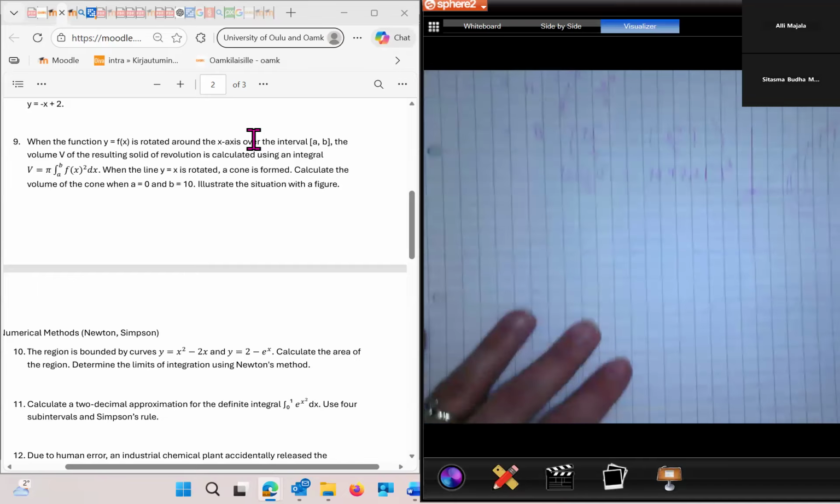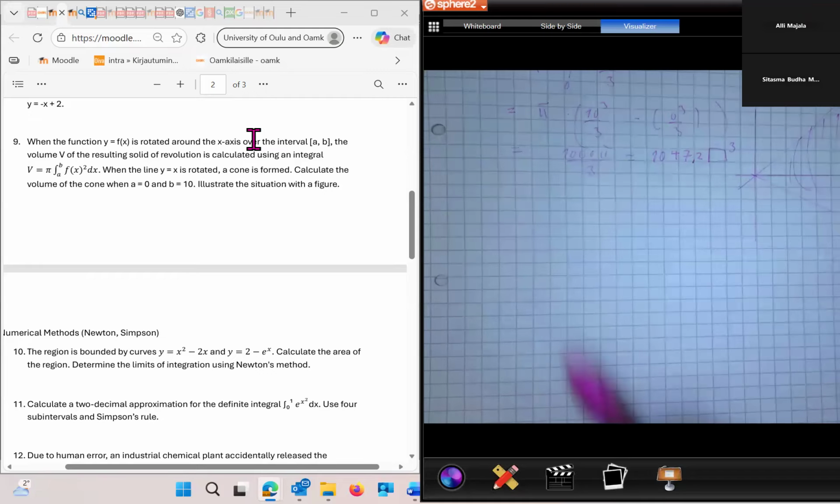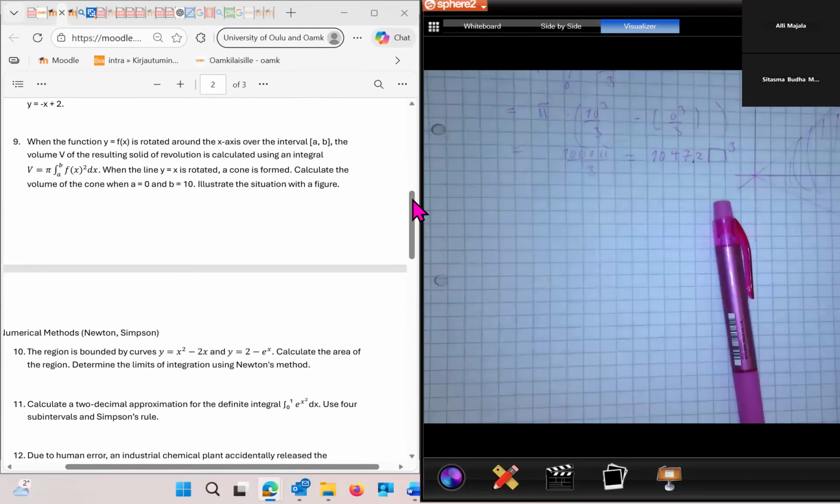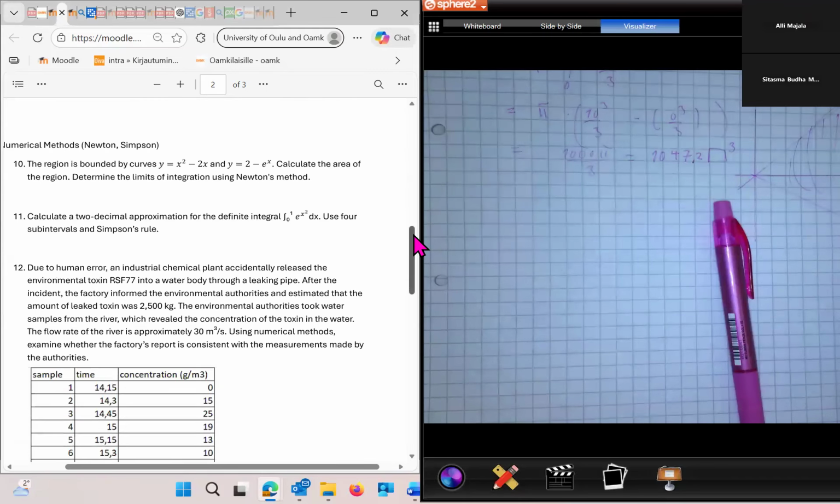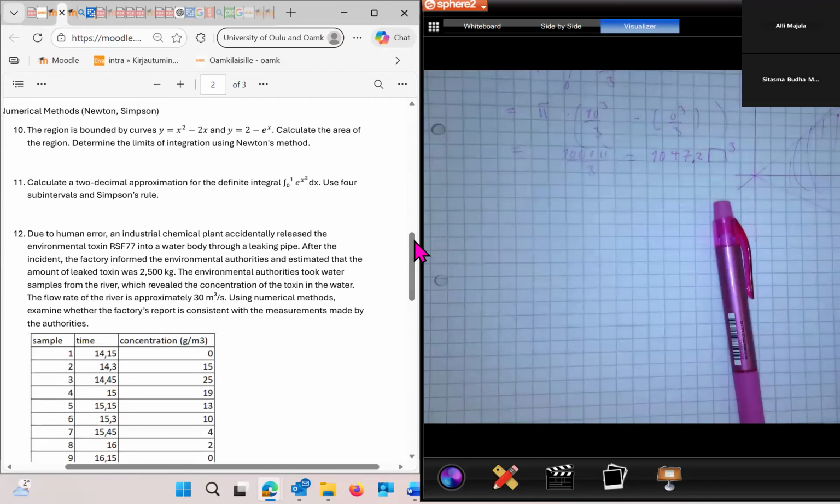Okay. So then numerical methods, Newton and Simpson, and then there is now one to be done with the Newton method. The region is bounded by these kind of curves. And now you should calculate the area of the region. But you can determine the limits using Newton's method. And why is that?